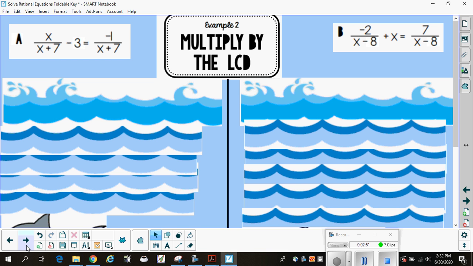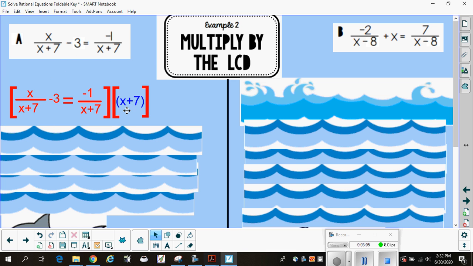Continuing on with example 2, multiplying by the least common denominator. So if I look over here at A, my least common denominator is x plus 7. So I'm going to multiply everything by x plus 7. Now remember that when I say multiply everything, that means that I'm going to have to take this whole thing and multiply it here by the negative 3 and all the way over here.